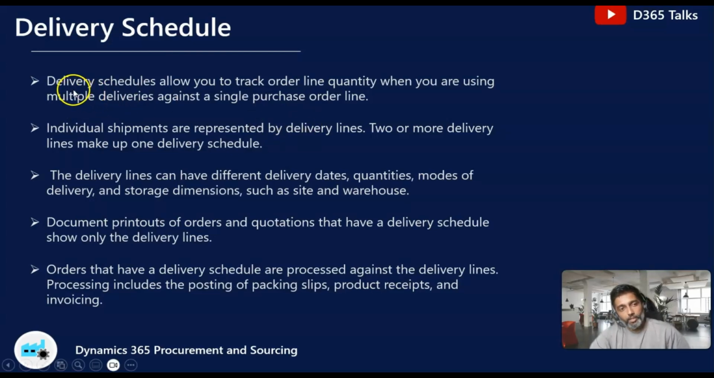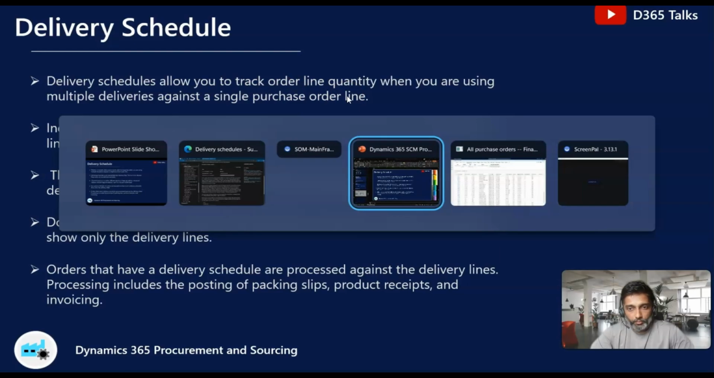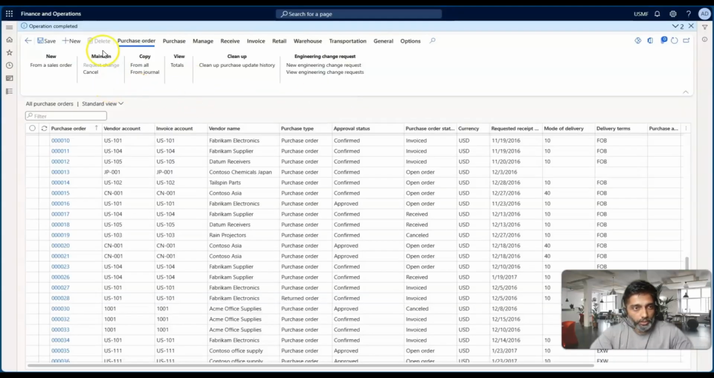So the fundamental definition is that using the delivery schedule, you can track these order lines and at the same time create multiple delivery schedules. Even if you want, you can change the site and warehouse and the receipt dates for each and every delivery line. So how to create these delivery lines? That's what we're going to see first of all in the system. So let me get back to the Dynamics 365 screen.